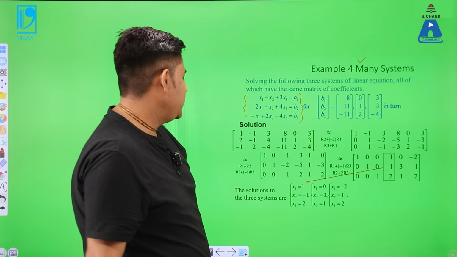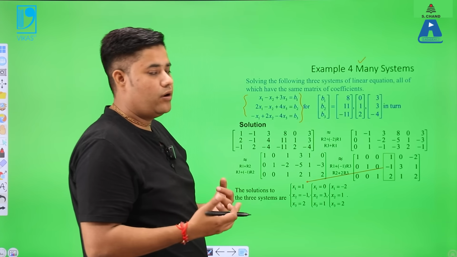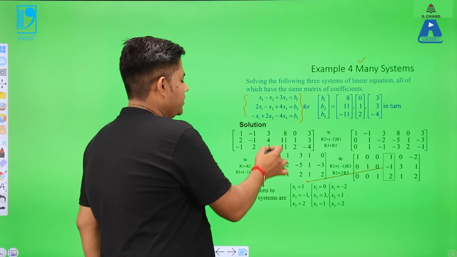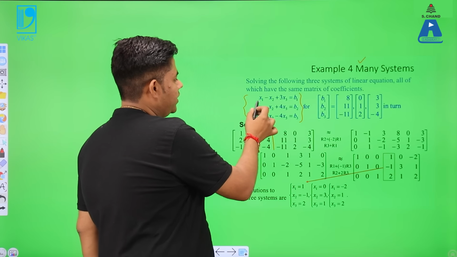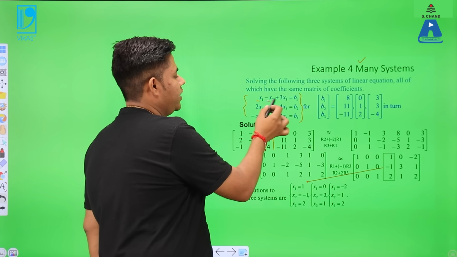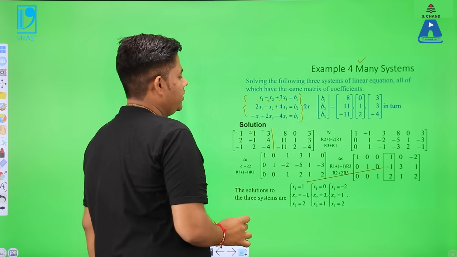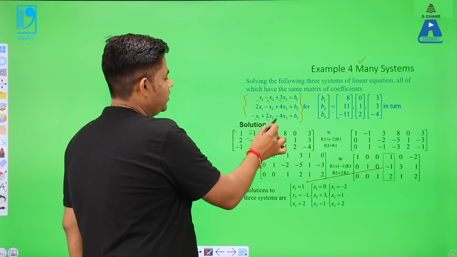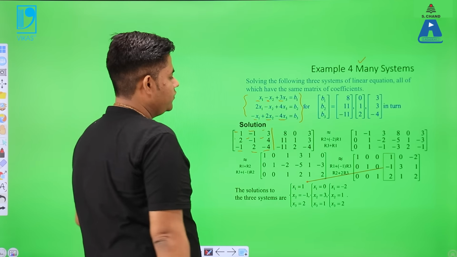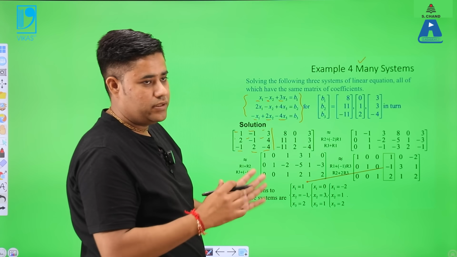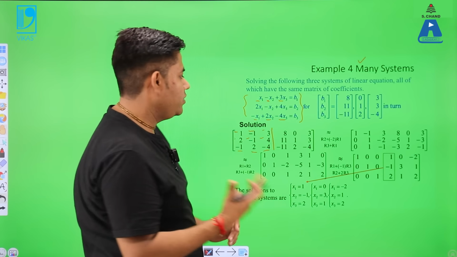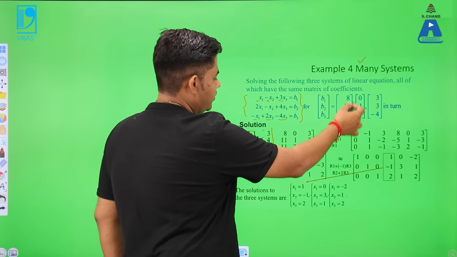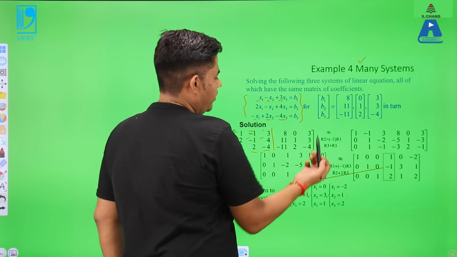So what to do with many sets? I have told you that we have to augment the matrix together with the particular coefficient matrix. So the coefficient matrix to be formed from this set is 1, minus 1 and 3. Then 2, minus 1 and 4. Then minus 1, 2 and minus 4. And then a line, that means the matrix would be augmented with the solution matrix. So the solution matrix columns are 8, 11 and minus 11, that may be 0, 1, 2 and 3, 3 and minus 4.